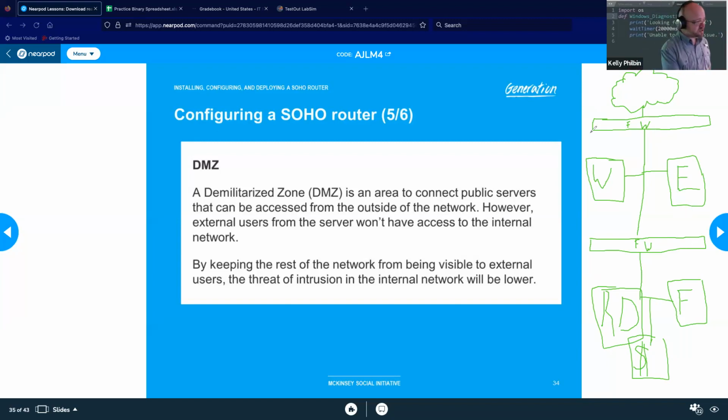This area between here is called the DMZ, or the demilitarized zone. It has a fancy new name. Give me 1 second.